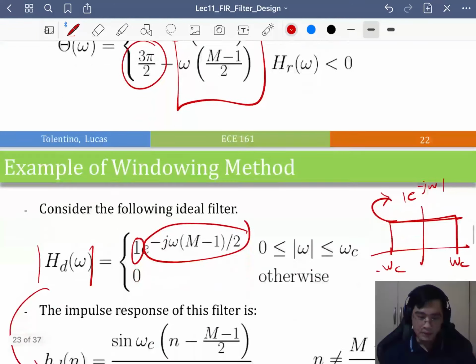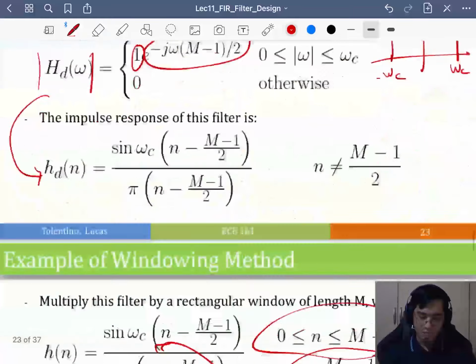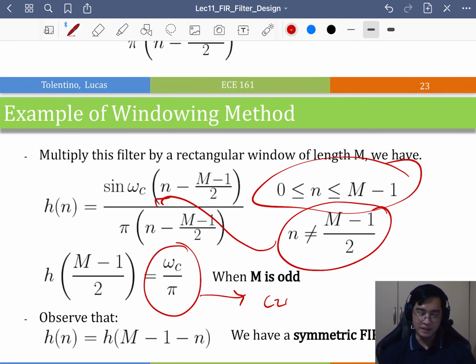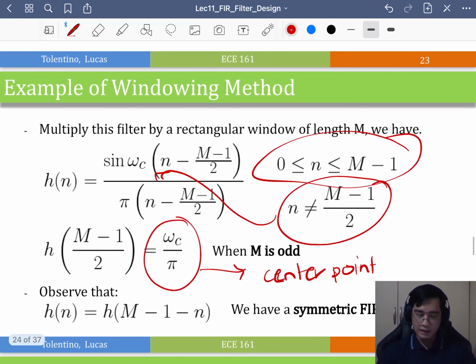This one is our center point. The center point is omega c over pi. That is only the case when m is odd, right? When m is odd, we have here a 0 over 0 term. But when m is even, we do not have a problem.